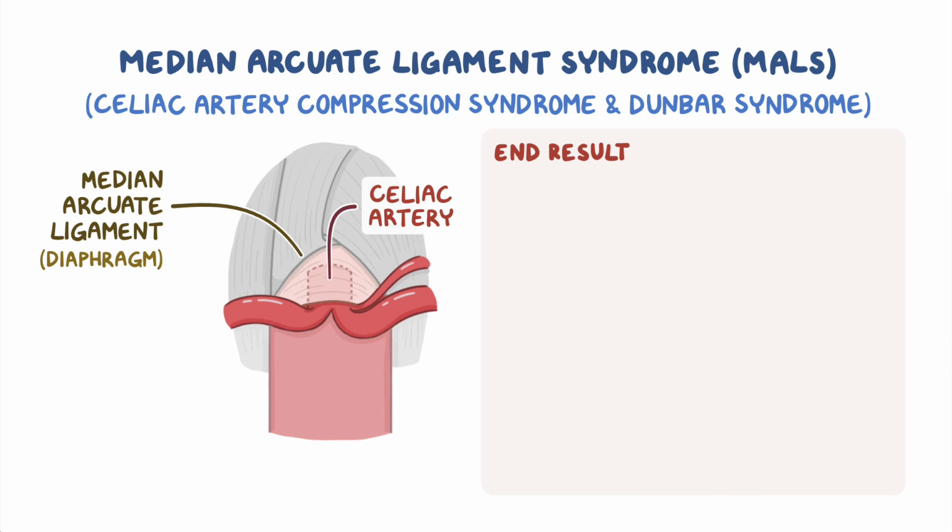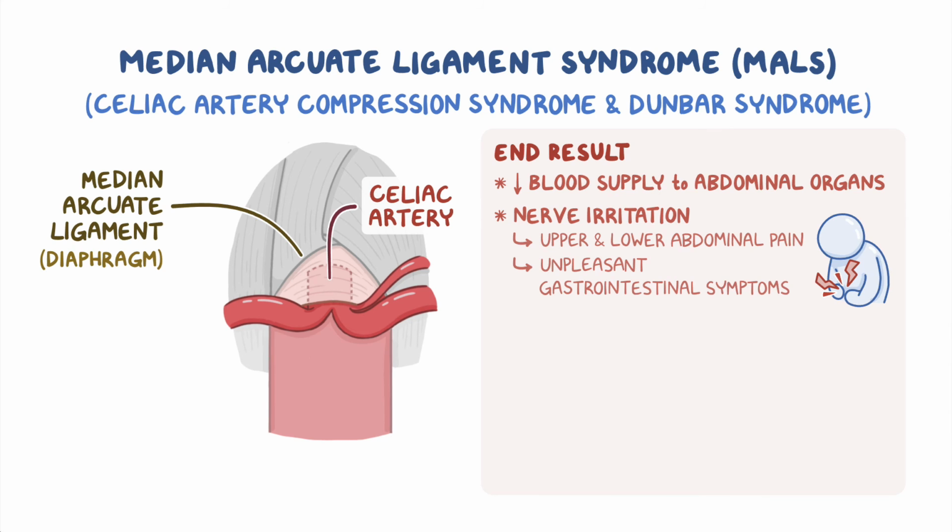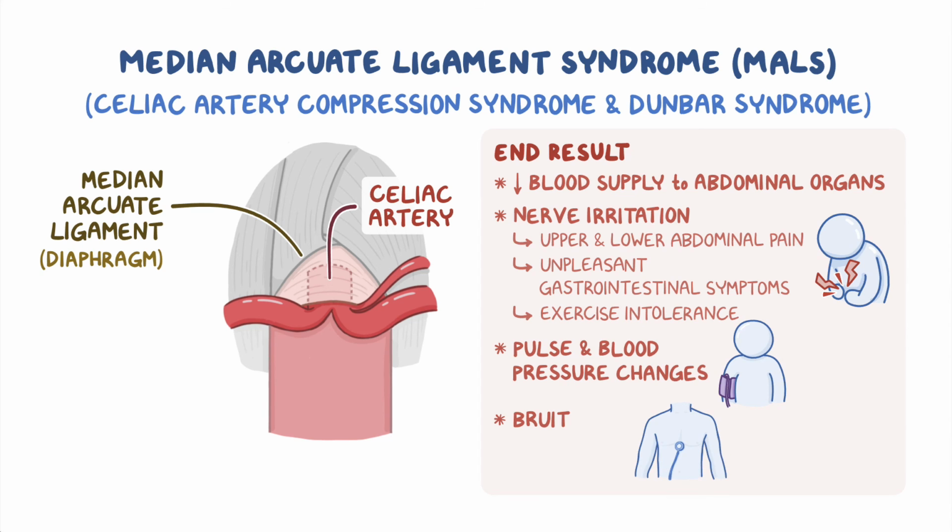The end result is the reduced blood supply to the abdominal organs, and/or nerve irritation resulting in upper and lower abdominal pain, unpleasant gastrointestinal symptoms, exercise intolerance, and potentially pulse and blood pressure changes. A bruit heard with a stethoscope over the upper abdomen is indicative of a narrowed vessel.